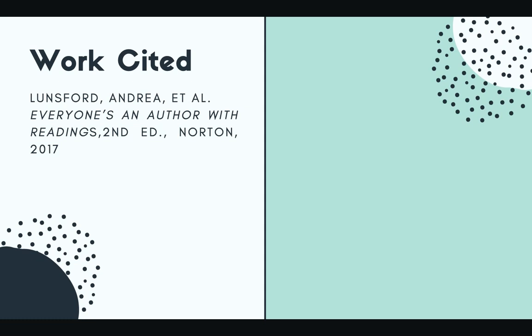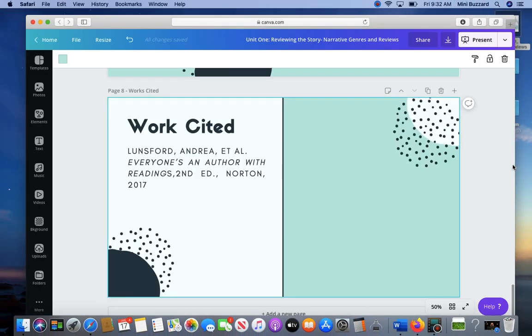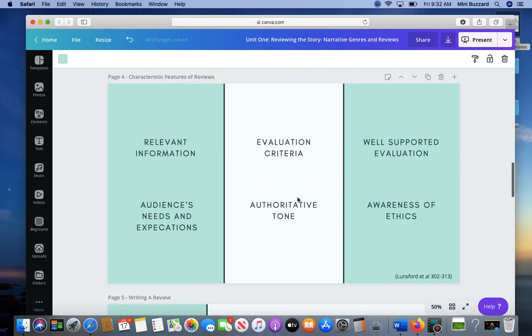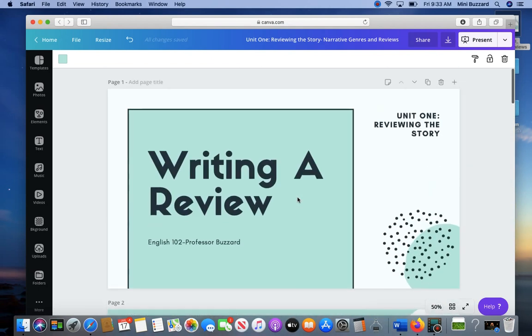And at this point, these are just my final thoughts. I hope that this has helped you learn a little bit more about the characteristics of reviewing and helped you to really think about how you are going to review your own story and how you can look forward to having success in Unit 1 and ultimately in Major Assignment 1.